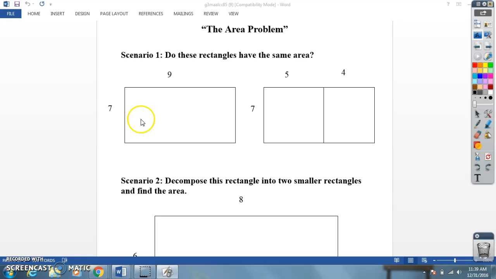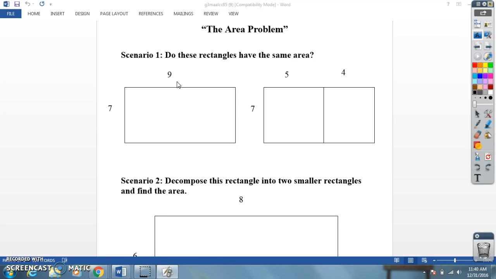So if we look at this first rectangle, it is 7 by 9. And this rectangle is 7 by 5 and 7 by 4. So this one rectangle, they have just taken over here and divided it down. You can't say in half because 9 is an odd number. They've divided it 5 and 4. And we know 5 plus 4 equals 9. So that's all they did, just like when we were doing that with distributive property.